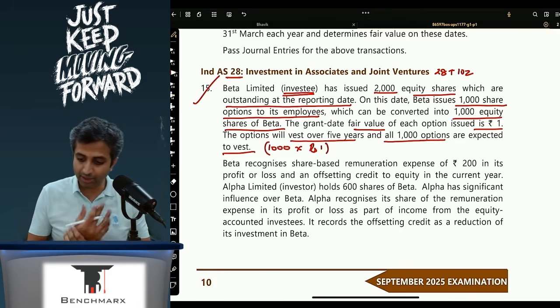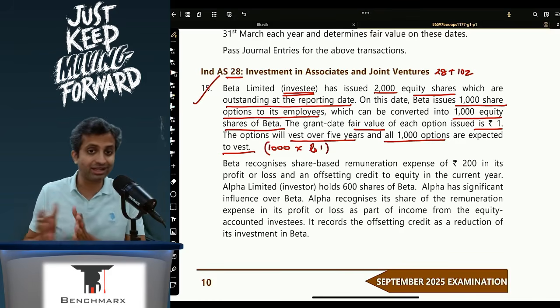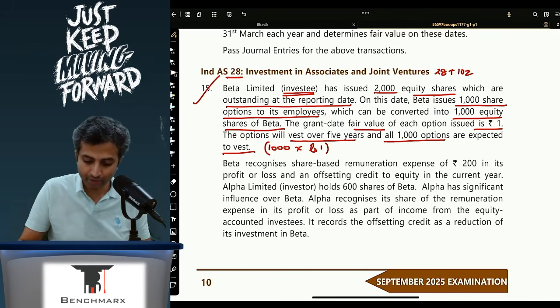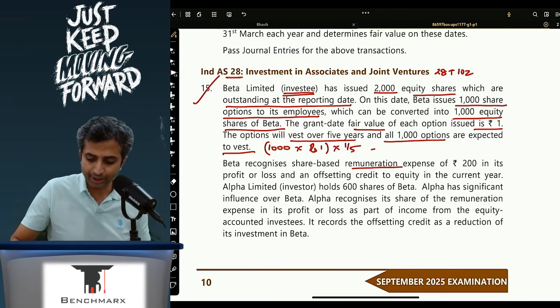But what is the vesting period? Well, we don't really know. We will spread this on a straight line basis over the vesting period. Beta recognizes a share-based remuneration expense of, no, we have been told the vesting period is 5 years. We'll vest over 5 years into 1/5, and hence your answer will be Beta will recognize 200 per annum.